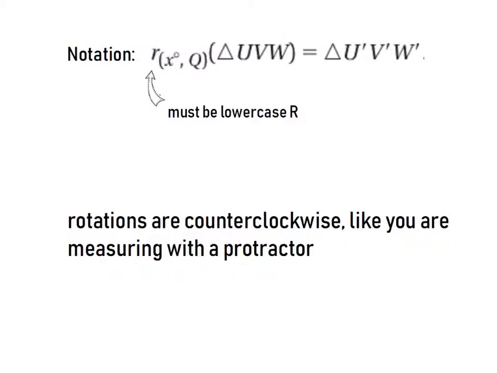All right, first of all, some notation. It's a rotation. We use a lowercase r because a capital R is a reflection. Lowercase r means you're going to rotate a certain number of degrees around a particular point of some triangle. And after you've rotated that triangle, that becomes your image. Okay, we do rotations always counterclockwise. That means going around, well, like you're measuring with a protractor.